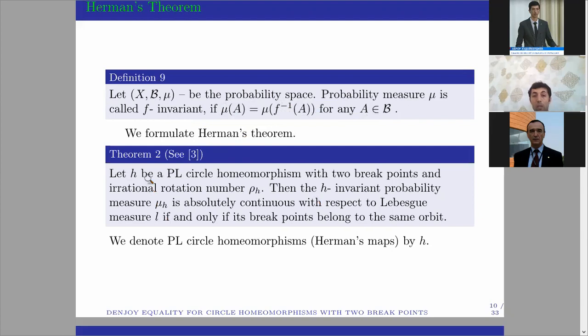Now I formulate Herman's theorem. Let H be a PL homeomorphism with two breakpoints and irrational rotation number rho. Then the H-invariant probability measure mu is absolutely continuous with respect to Lebesgue measure L if and only if its breakpoints belong to the same orbit. Otherwise, it is singular. Furthermore, we denote by H Herman maps, PL homeomorphisms.